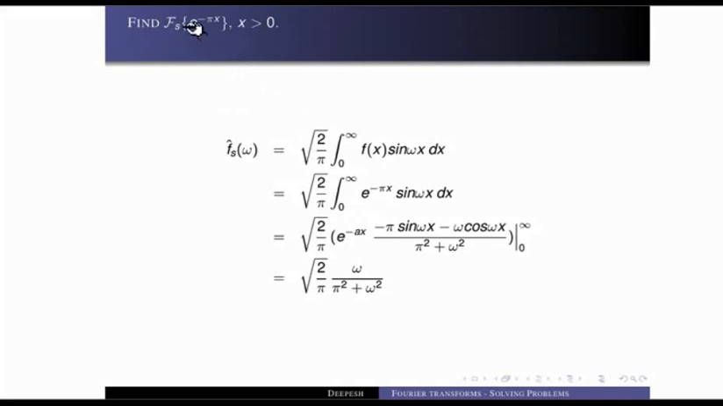Now there is another problem to find the Fourier sine transform of e raised to minus pi x for x greater than 0. So this is the Fourier sine transform. So Fs of omega is equal to root of 2 by pi integral 0 to infinity e raised to minus pi x into sine omega x dx. So here you are finding the Fourier sine transform. So integration is with respect to x. Again apply the formula and evaluate from 0 to infinity. It's a straightforward problem. So root of 2 by pi into omega by pi square plus omega square will be the answer.